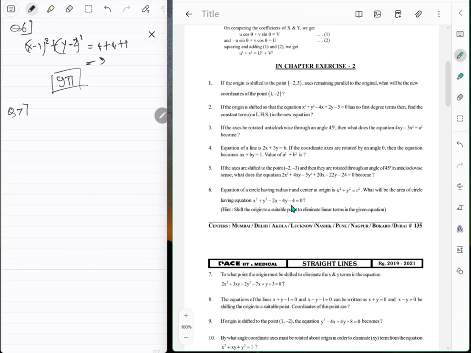Question number 7. To what point the origin must be shifted to eliminate x and y terms in this equation? Once again, similar kind of thing. Oh, there's this xy term that I hate. It's 2x squared plus 3xy minus 2y squared. So there's everything in there, just everything.